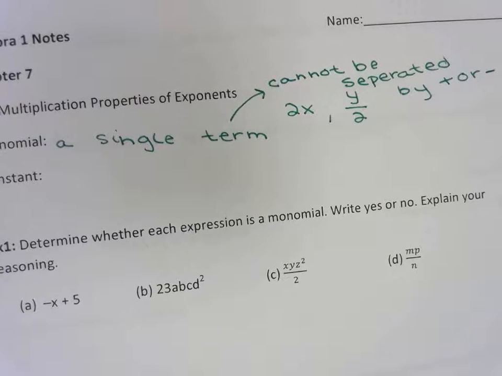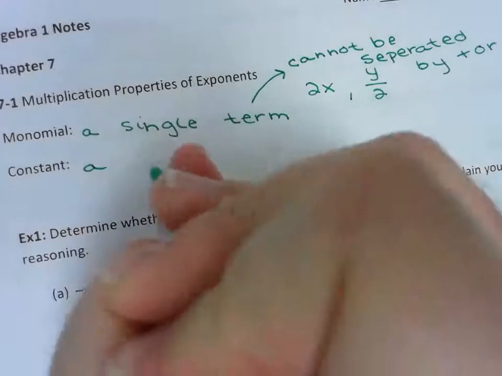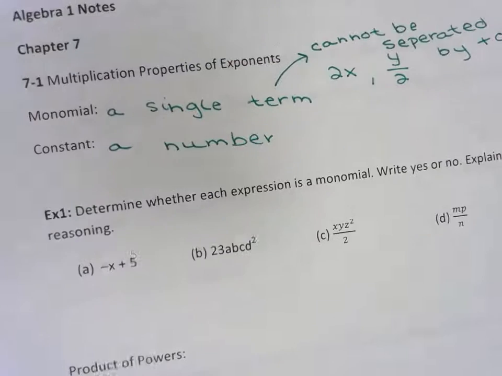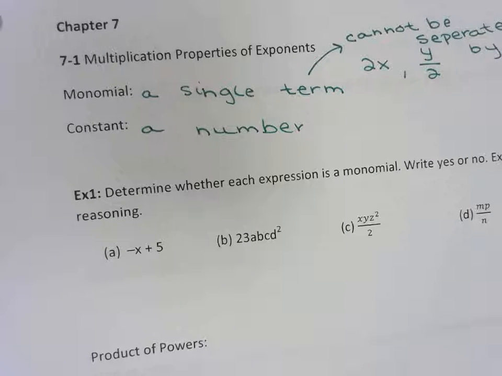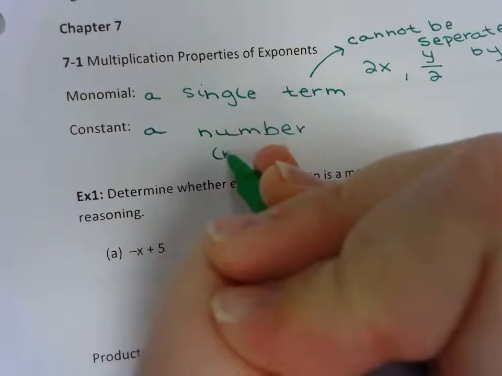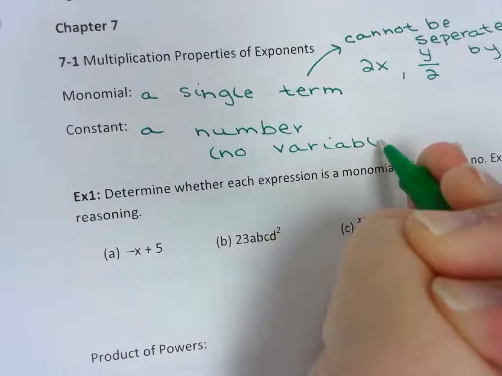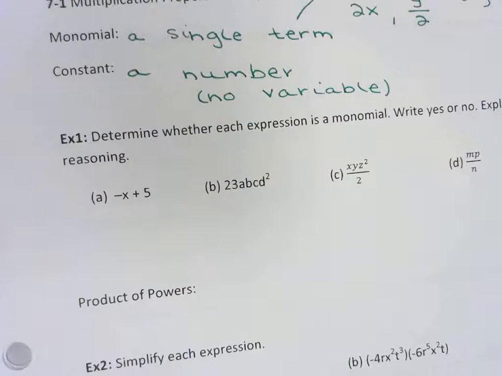And then a constant is just a number, like we talked about. Do not make this harder than it is. I know these are kind of fancy words. Do not overthink this. A constant is just a number. There's no variable with it. No variable.